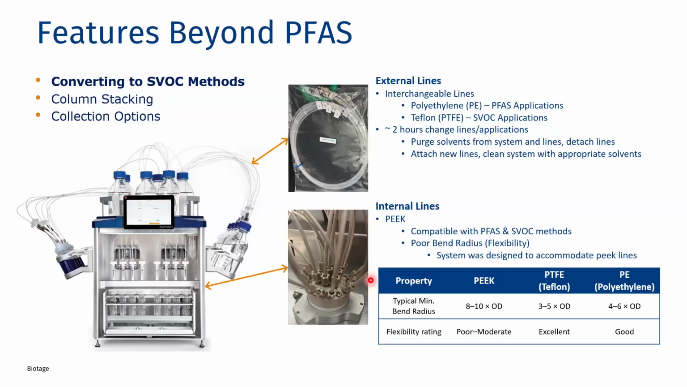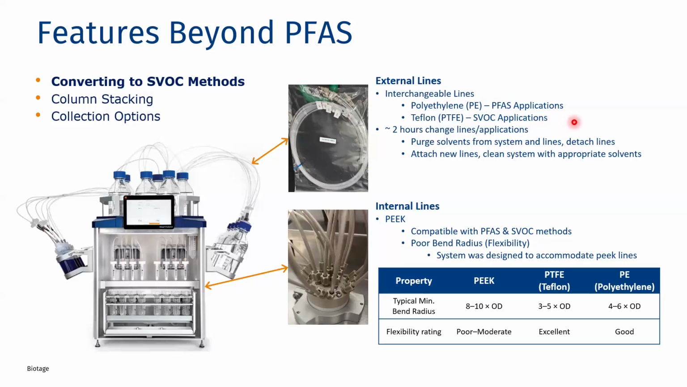What we did is we have these external lines that are interchangeable. So you can remove these lines and put in new lines. We have two options: polyethylene and Teflon, or PTFE. The polyethylene lines are used for PFAS applications, and the Teflon or PTFE lines are used for SVOC applications. That is because these methods typically use harsher solvents and they're looking for phthalates. So making sure that you have solvent lines and sample lines that are compatible with the harsher solvents and won't give you any leachables is important.